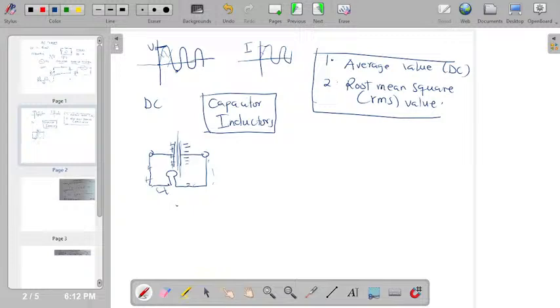Okay, unlike the AC, which occurs differently. Now, that was the explanation with respect to the capacitors.